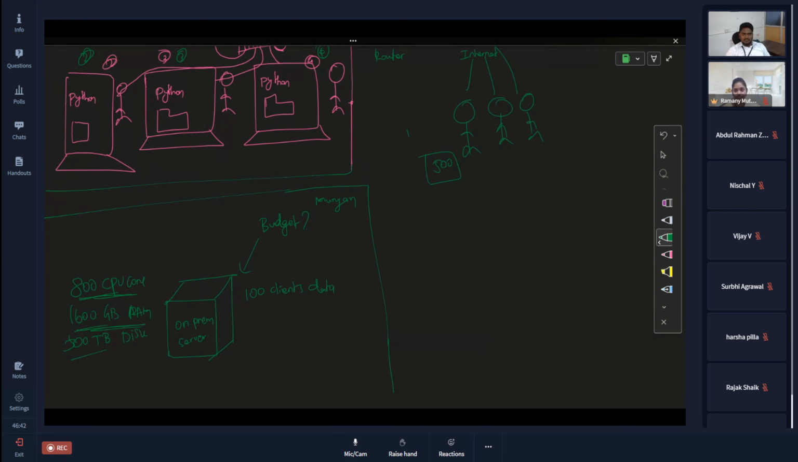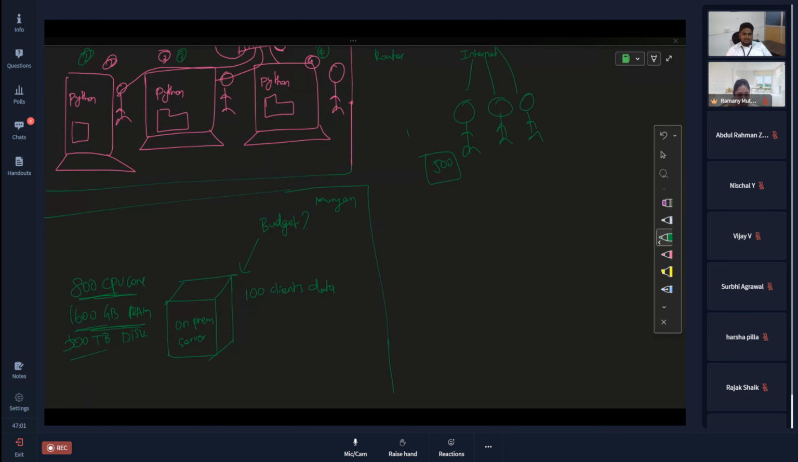Just a health check, people. Is it making sense or is it too confusing? First of all, am I audible? Okay. Yes. Okay. Good. So yeah, you can use ChatGPT and tell me how much it will cost.